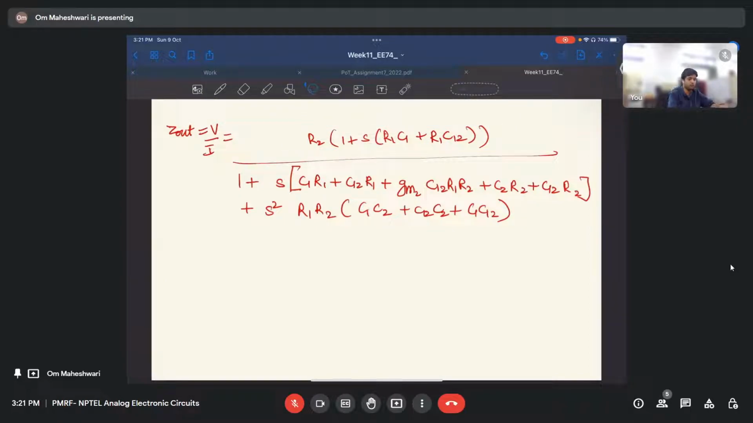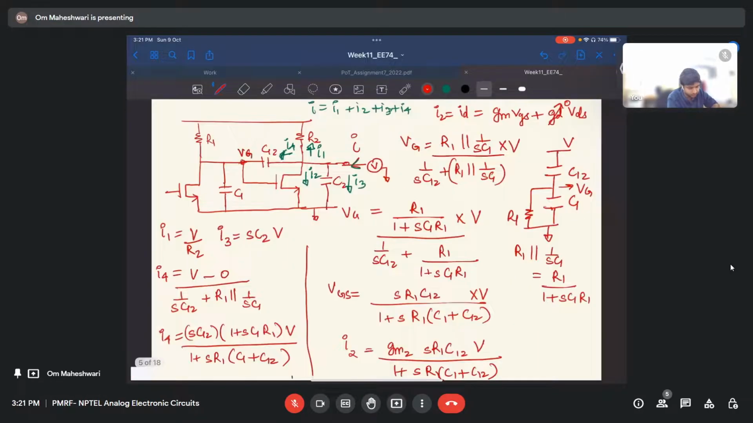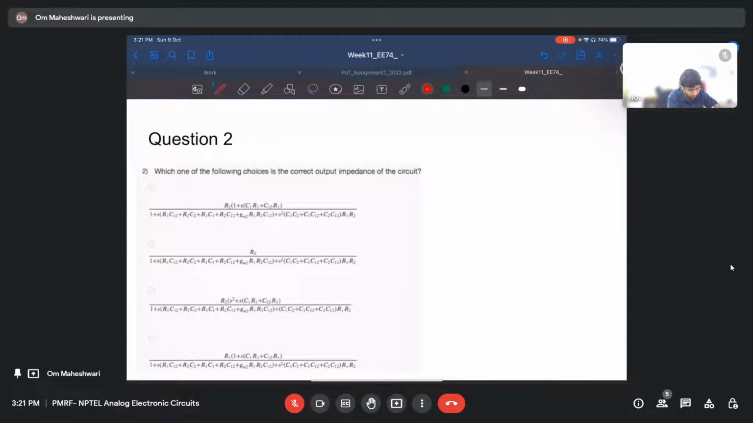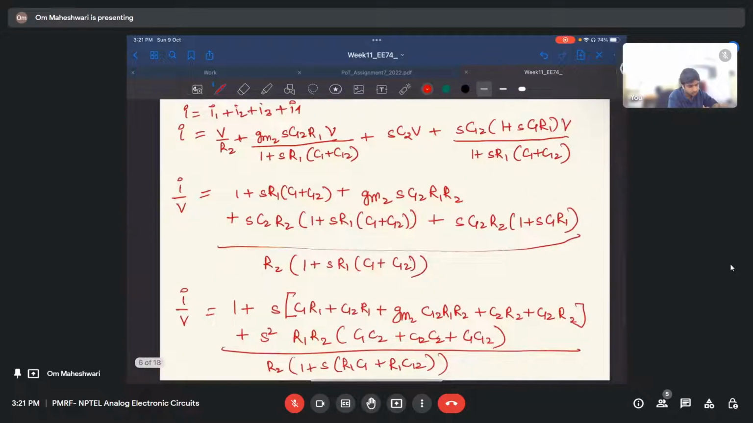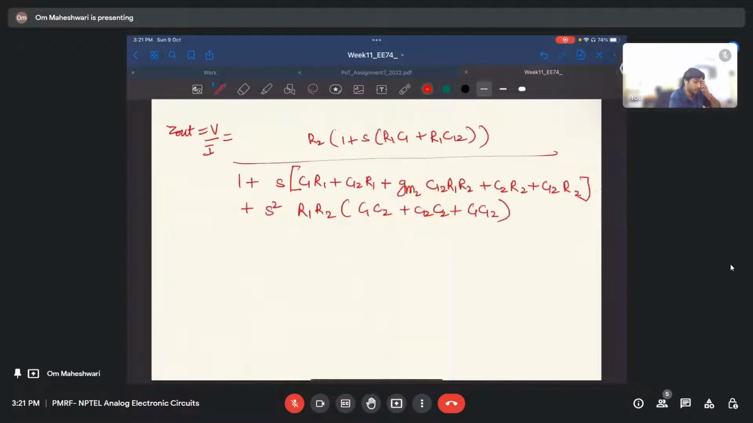Okay. So this is finally Z out. And if you carefully see, it matches with, I think, option A. It matches with option A, right? Yeah. So this is how you find Z out.